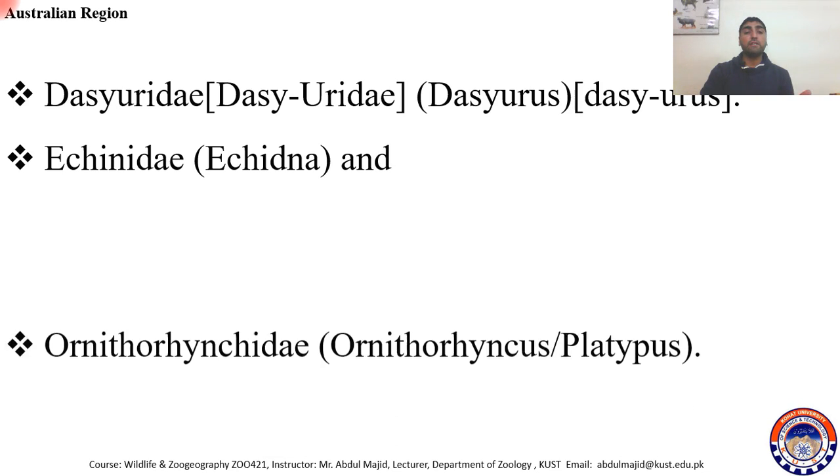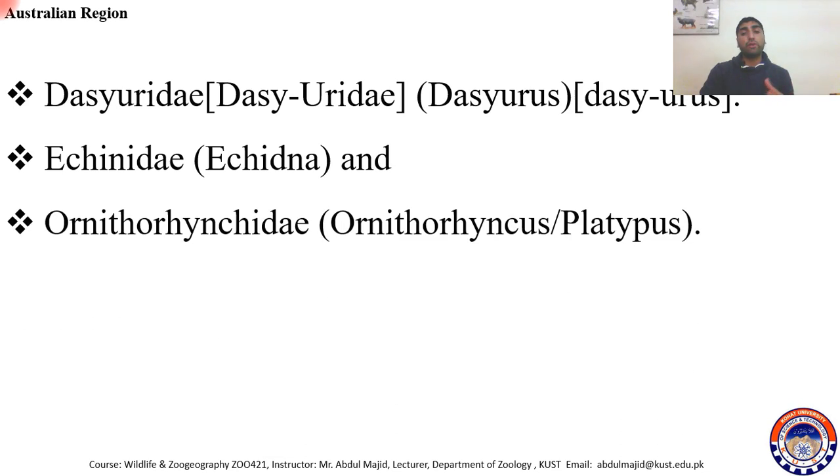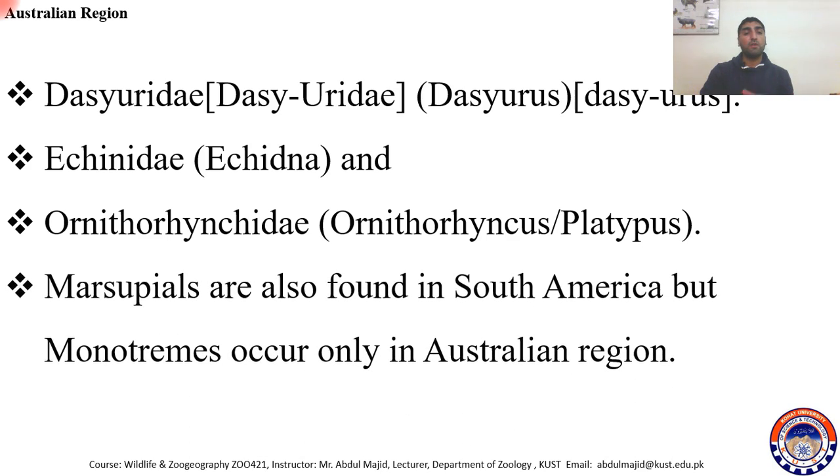Echidna and Ornithorhynchus, the platypus, these two are monotremes. They are egg-laying mammals. These are not marsupials, they are egg-laying mammals. They are also endemic to this region. Marsupials are also found in America, but monotremes are restricted only to the Australian region.